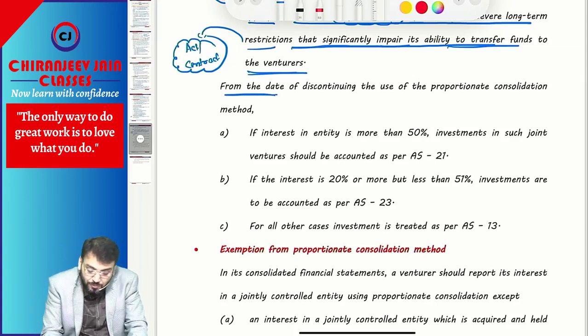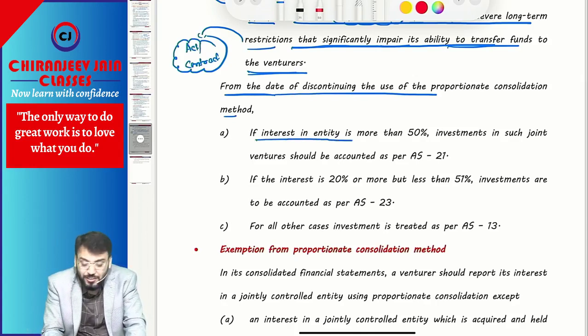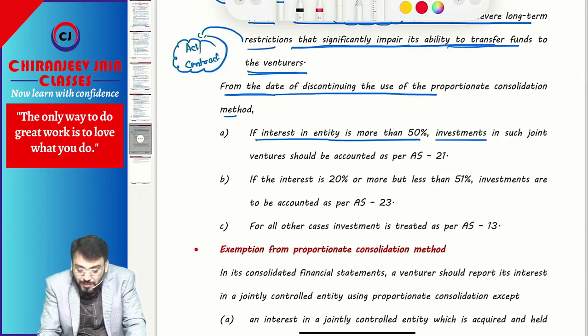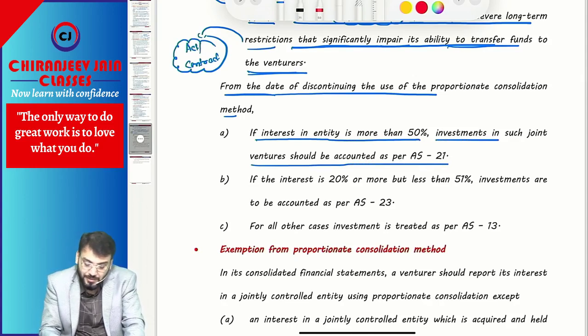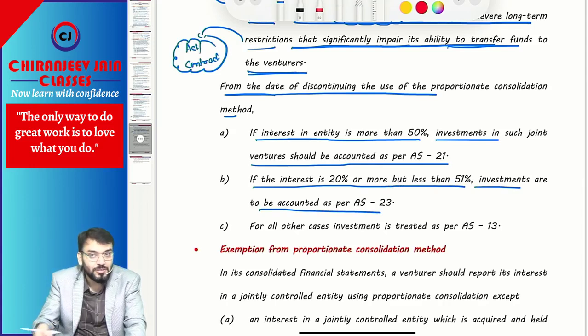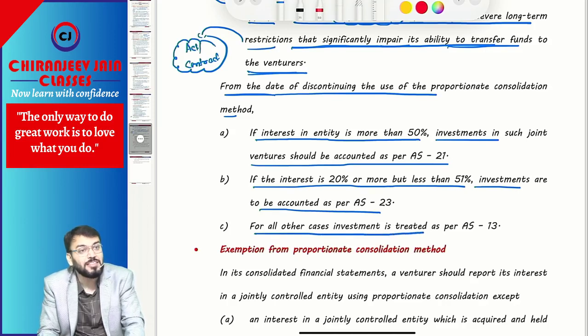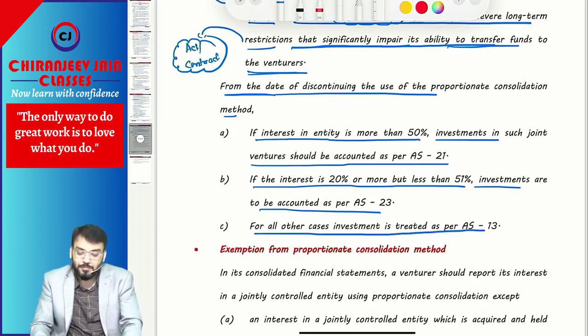So from the date of discontinuing the use of PCM method, if the interest in the entity is more than 50%, then investment in such joint venture will be accounted as per AS 21. If the interest is more than 20% but less than 51%, then investment is accounted as per AS 23, coming soon, that is associate. Next AS is AS 23 only. For all other cases of investment, the investment is treated as per AS 13. Means, can I say in this way?